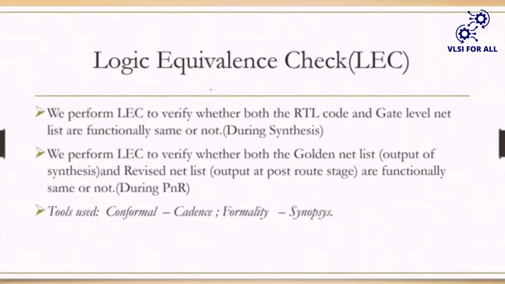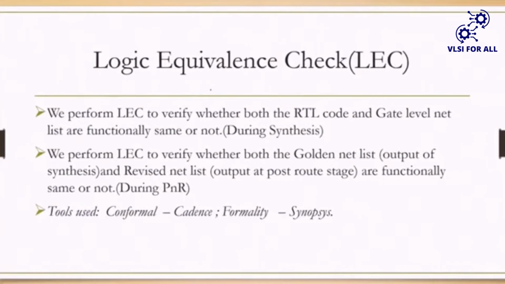Guys, in synthesis you will come across all this information. Just for a while I am telling you, coming to the synthesis stage, input is RTL code, output is gate level netlist. Now you need to cross check this RTL code and gate level netlist, whether they are functionally the same or not. You need to cross check, and that check is called logic equivalence check.